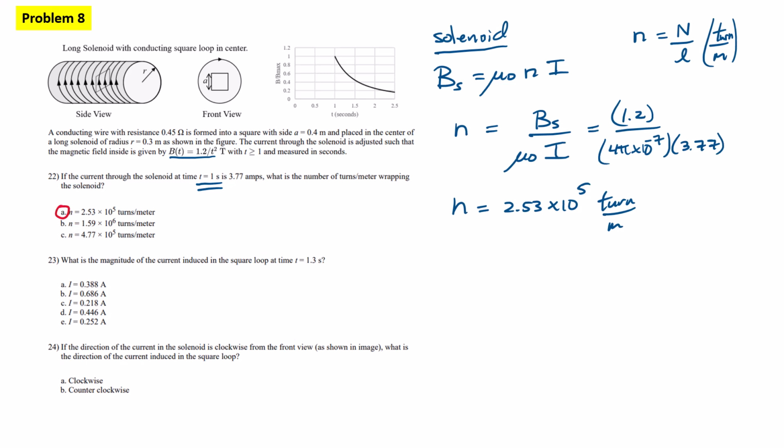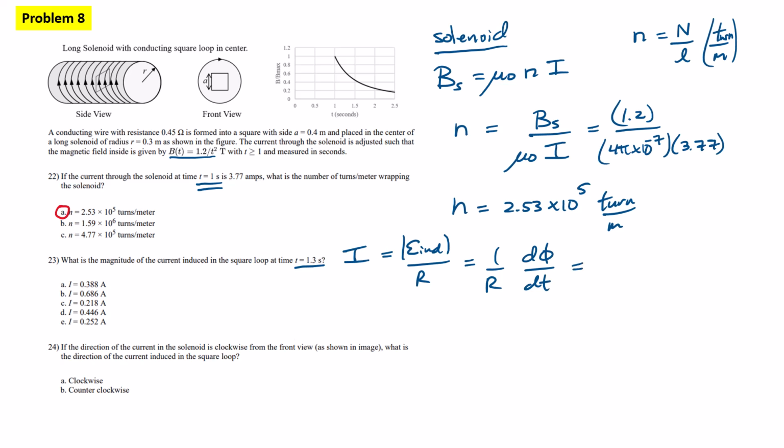Next question says, what is the magnitude of the current induced in the loop at this time? All right, so again, we're looking for the induced current. We're going to do the same approach we've been doing all along. It's the induced EMF, the magnitude of it, divided by the resistance of that loop. The resistance we know is 0.5 ohms. The induced EMF is always the same, right? It's how the flux changes with respect to time.